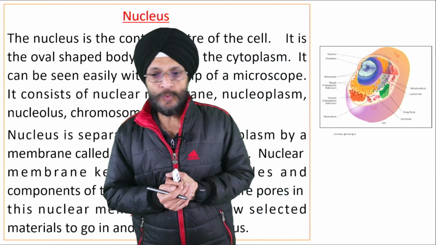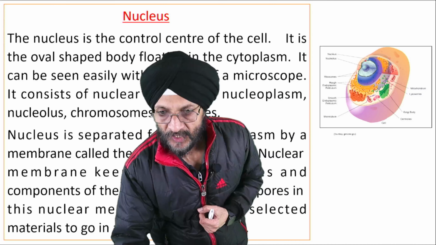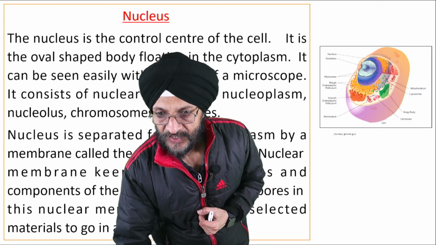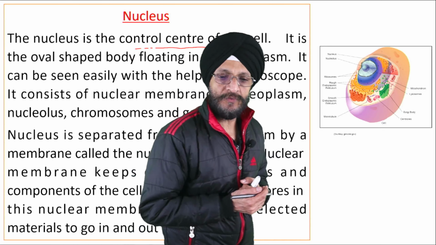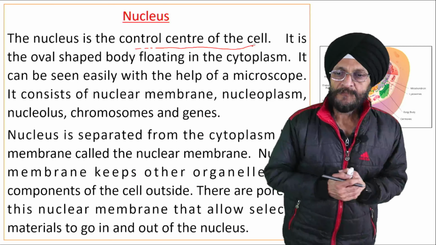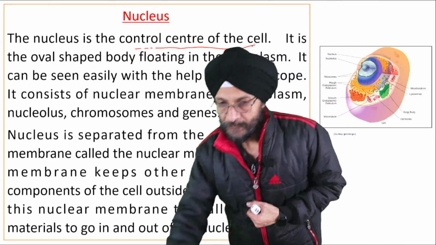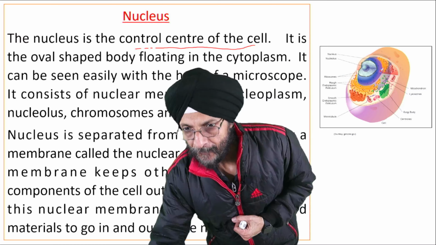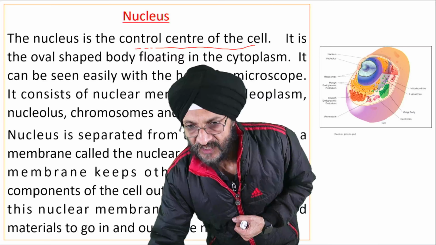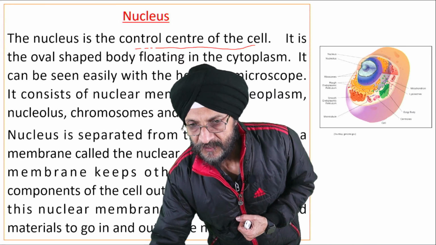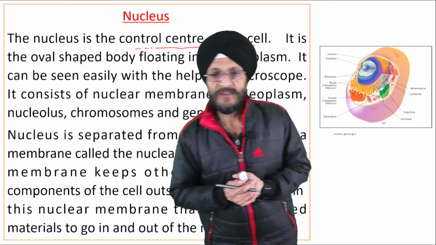Next, nucleus. In this picture, you can see that this is the nucleus. This is the control center of the cell. It is an oval shaped body, which is floating in the cytoplasm. We have already told you that this is all cytoplasm in which all the organelles are floating.